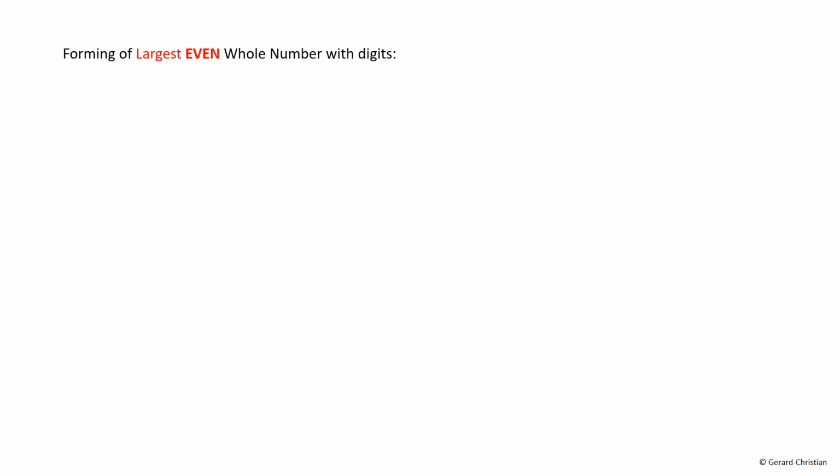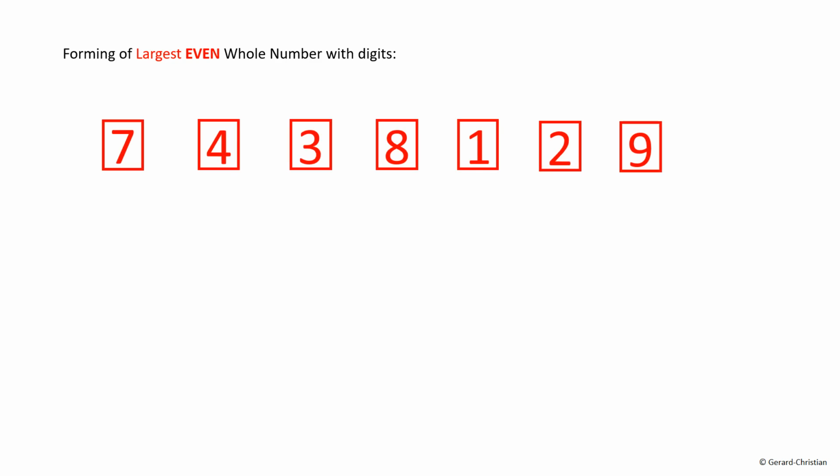Okay, moving on to the next one. This is some of the questions that might come out. Forming the largest even whole number with digits. Whenever you see this, always split this into a few steps. In this case, there will be 2 steps. You see there are 2 major words here. The first one is largest and the second one is even.